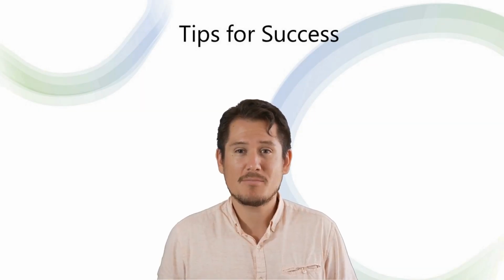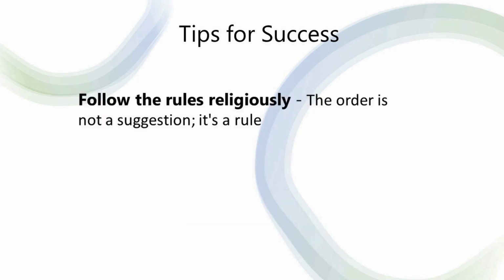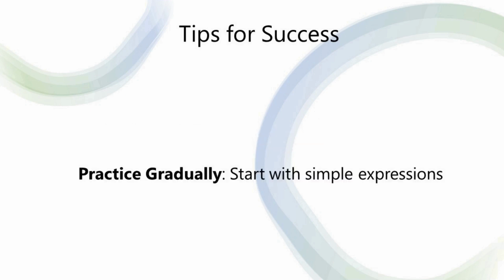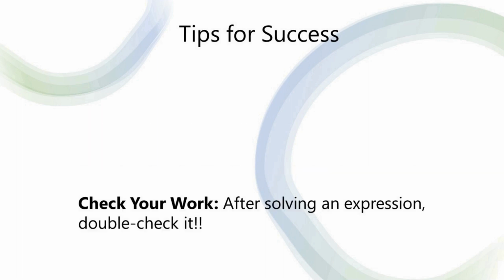Here are some tips to help you master the order of operations. 1. Follow the rules religiously. The order is not a suggestion, it's a rule. Always follow PEMDAS to avoid mistakes. 2. Use parentheses wisely. Parentheses allow you to control the order of operations. If you want something calculated first, put it in parentheses. 3. Practice gradually. Start with simple expressions and gradually work your way up to more complex ones. 4. Check your work. After solving an expression, double-check to ensure you followed the order of operations correctly.